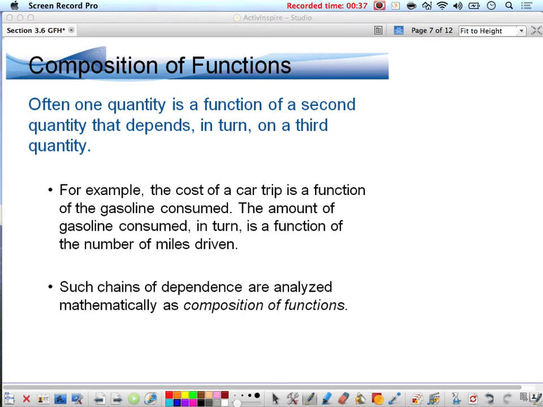Anytime you have more than two variables working together, it's called composition of functions. And there's kind of an easy way that we can compose those and turn them into a singular function. So we want to look at that. The first thing we want to look at is notation.